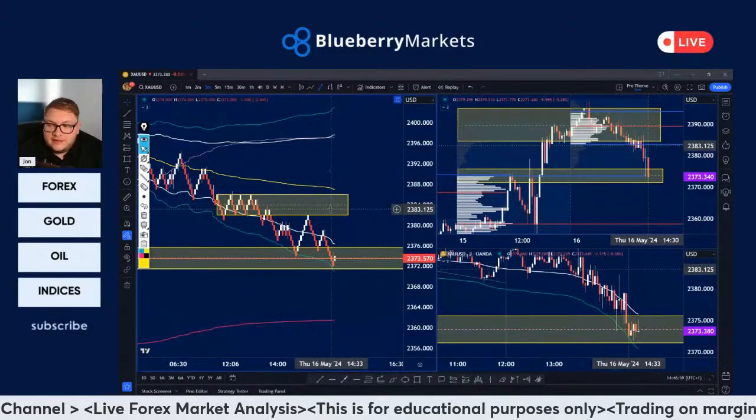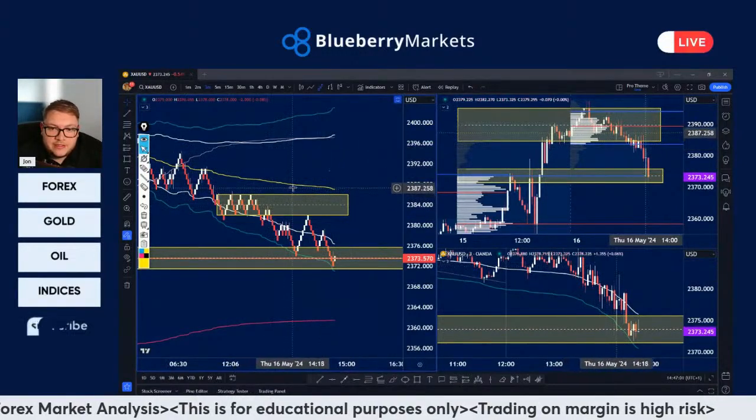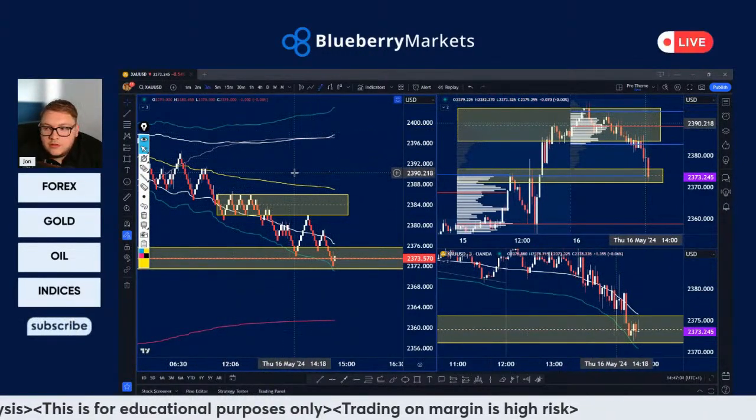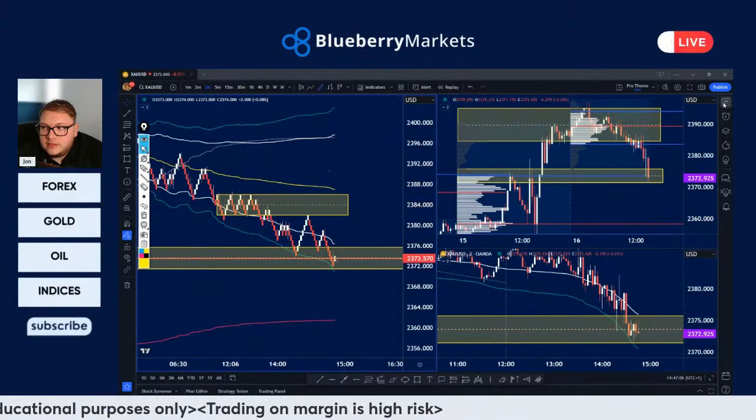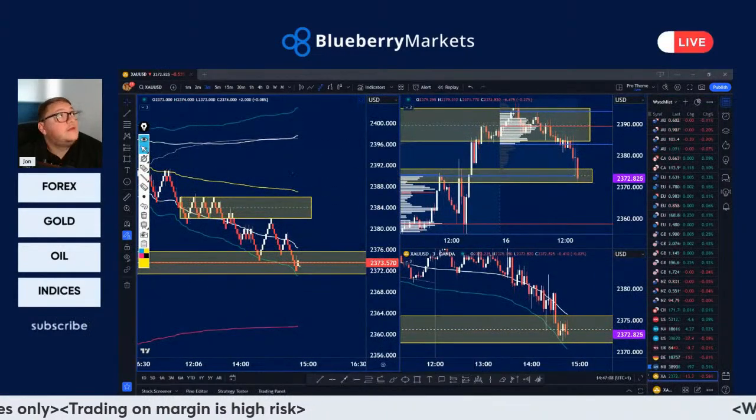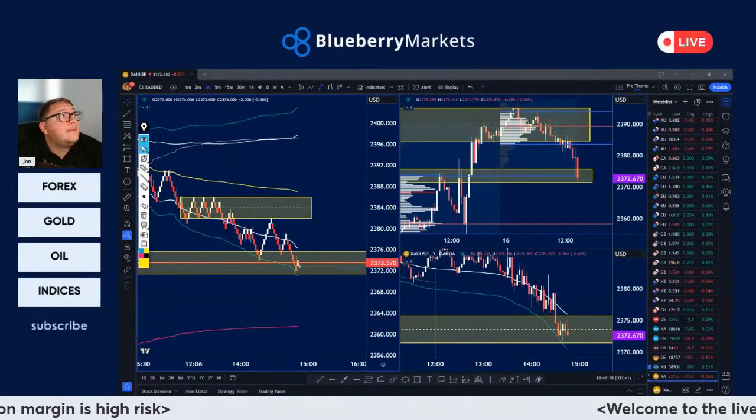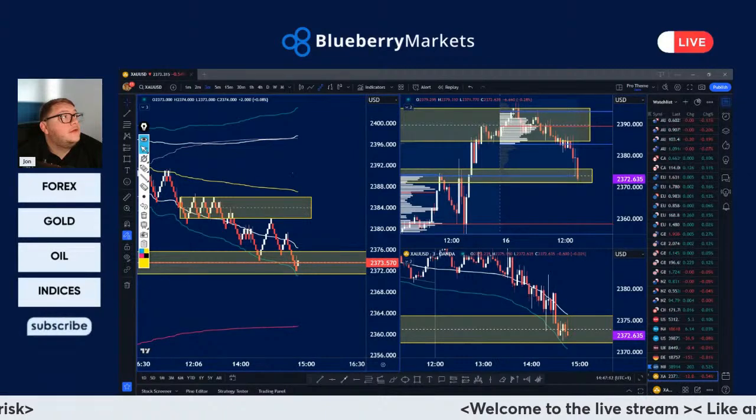The volatility is down at the minute. It's looking a bit flat in the US session, isn't it? A bit flat right now. See if anything else is kind of moving. Let me have a little look.